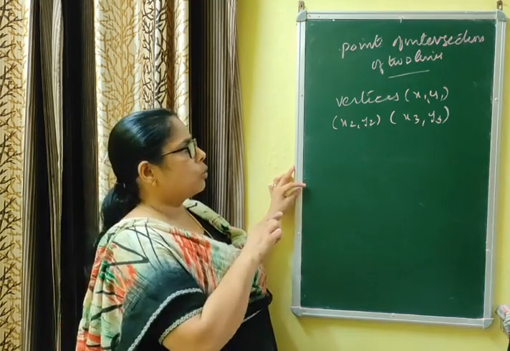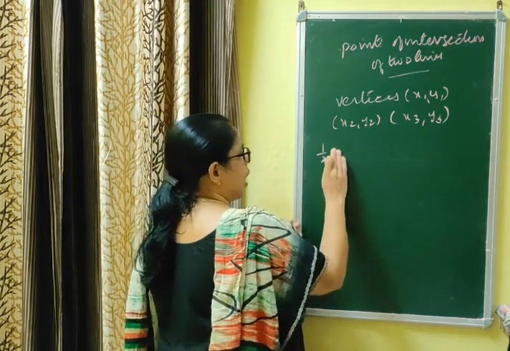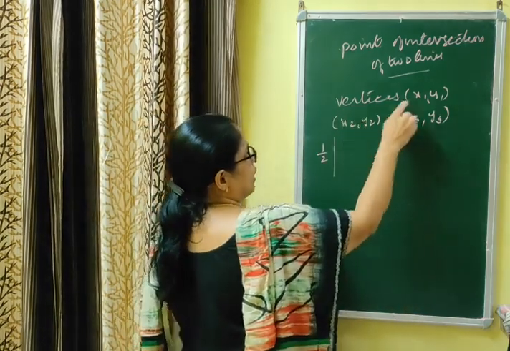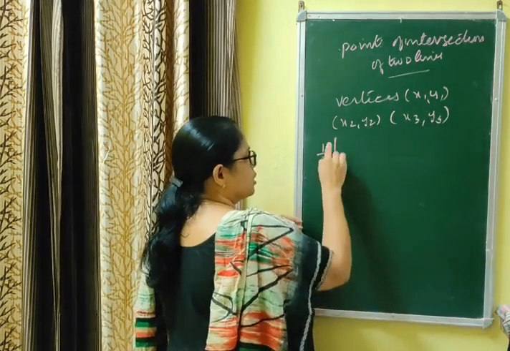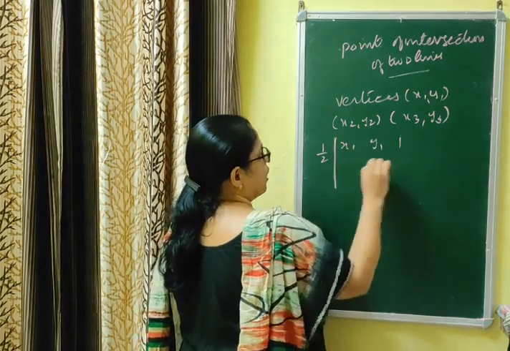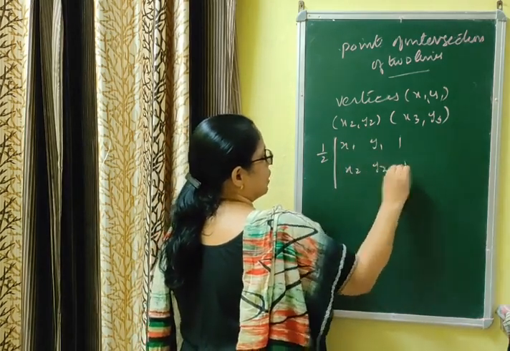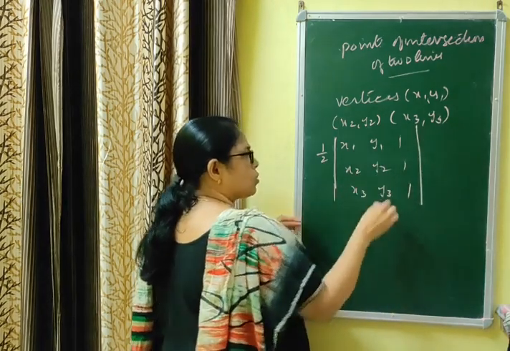Now I am going to give you a new formula. The area of a triangle having vertices x1 y1, x2 y2, x3 y3 is half into the modulus of the determinant. Modulus means area should always be positive. The determinant has rows x1 y1 1, x2 y2 1, x3 y3 1. Now how can we solve it? Open it.